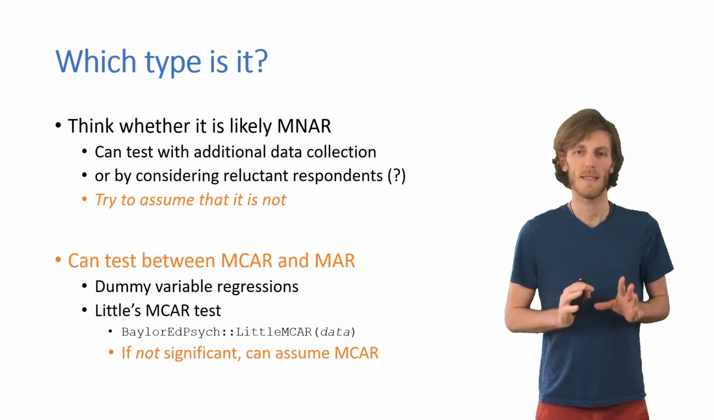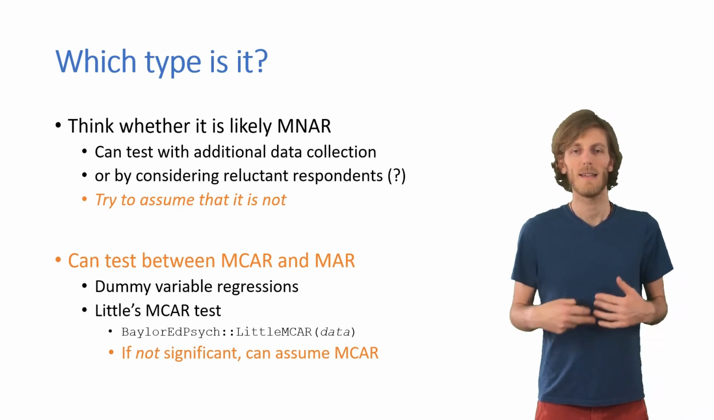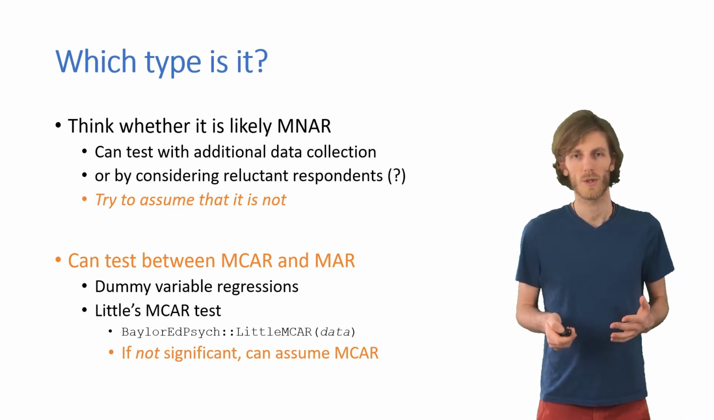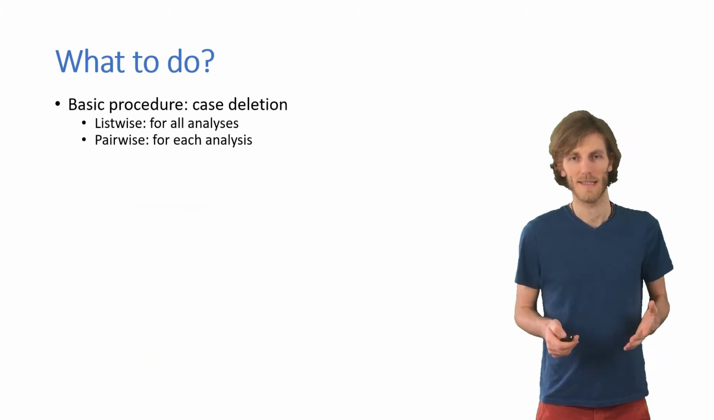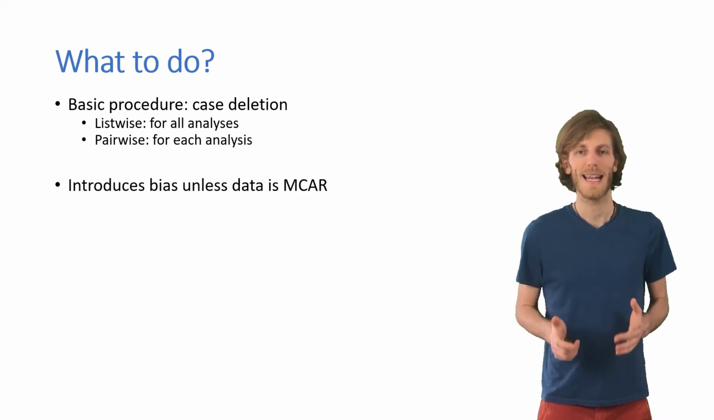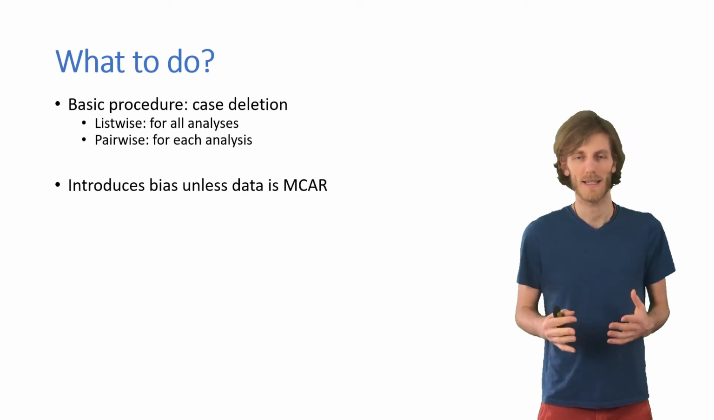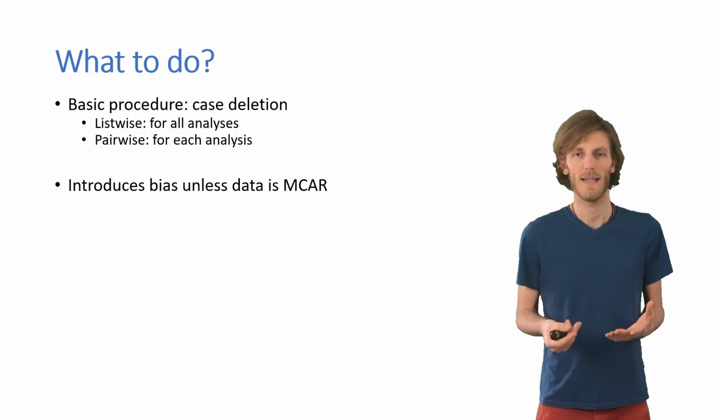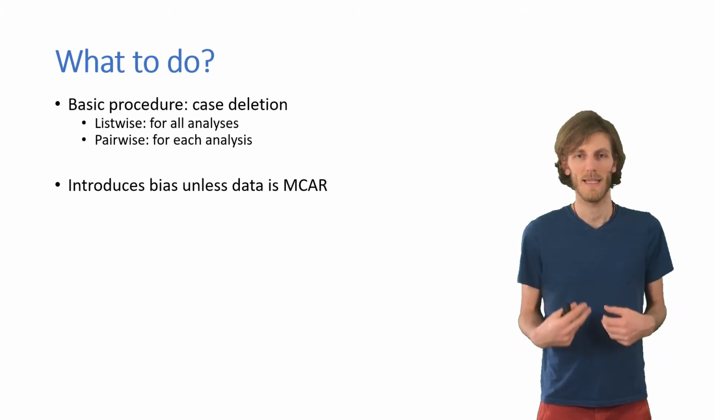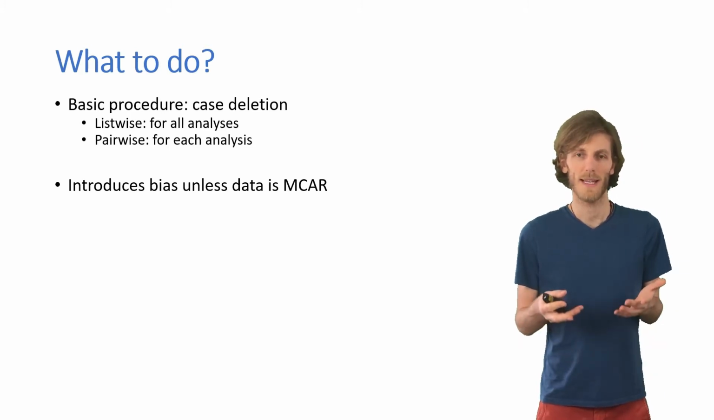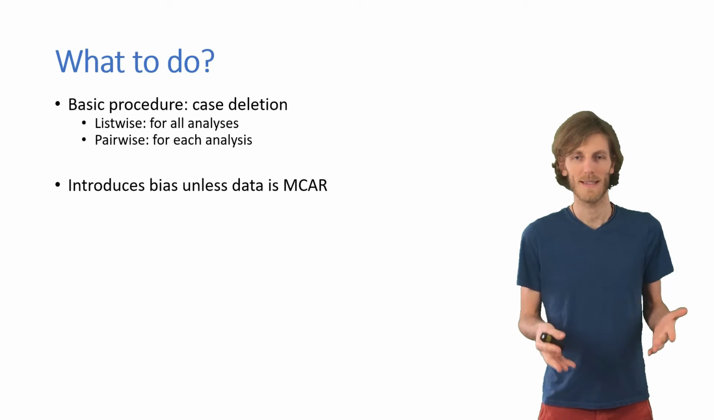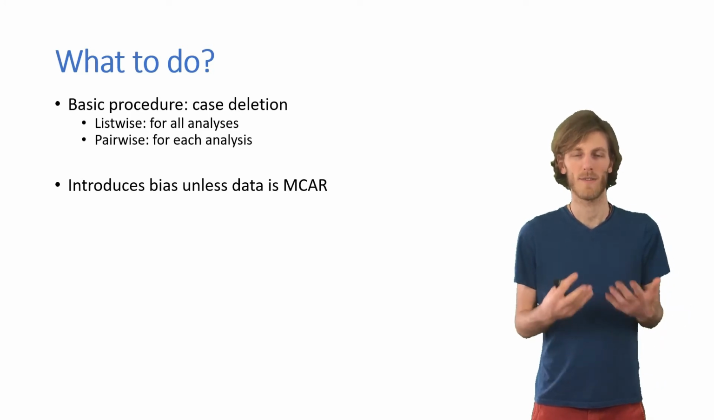So with this in mind, the different types of missingness, let's go back to the question of what to do about missing data. Case deletion is problematic because unless the data is missing completely at random, it introduces bias. Unless the data is missing completely at random, our dataset for analysis after we have made the deletions is no longer representative of the population.